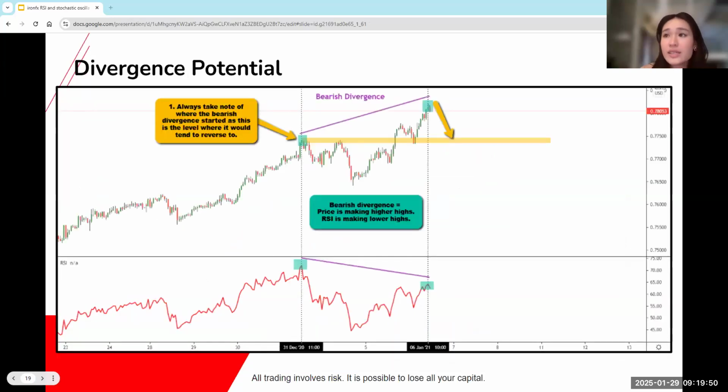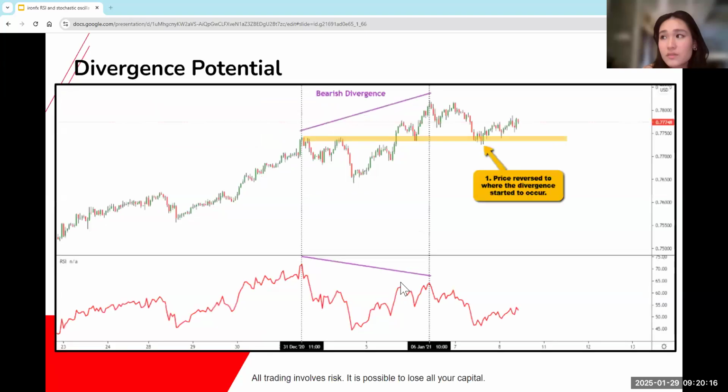Okay, now looking at the divergence potential. Firstly, you have to always take note of where the bearish divergence started, as this is the level where it would tend to reverse to. So we have prices moving in this bearish divergence, price making a higher high, RSI making a lower high. Okay, so price reversed to exactly where the divergence started to occur.